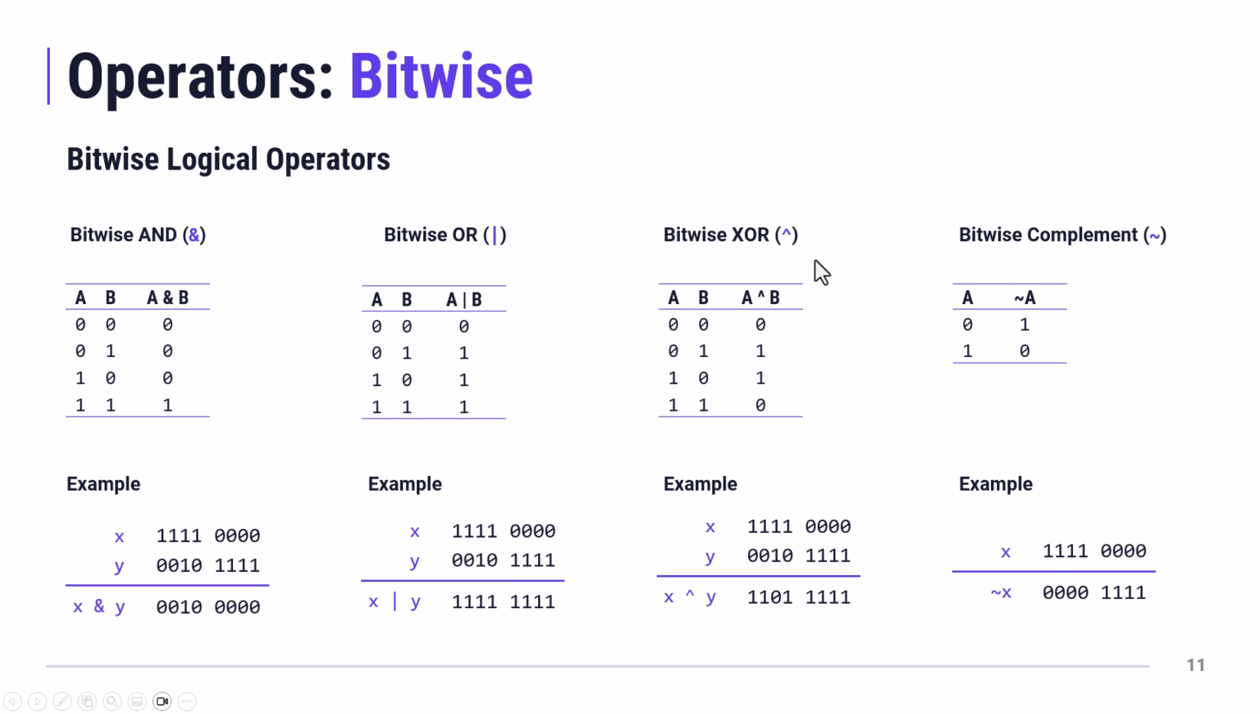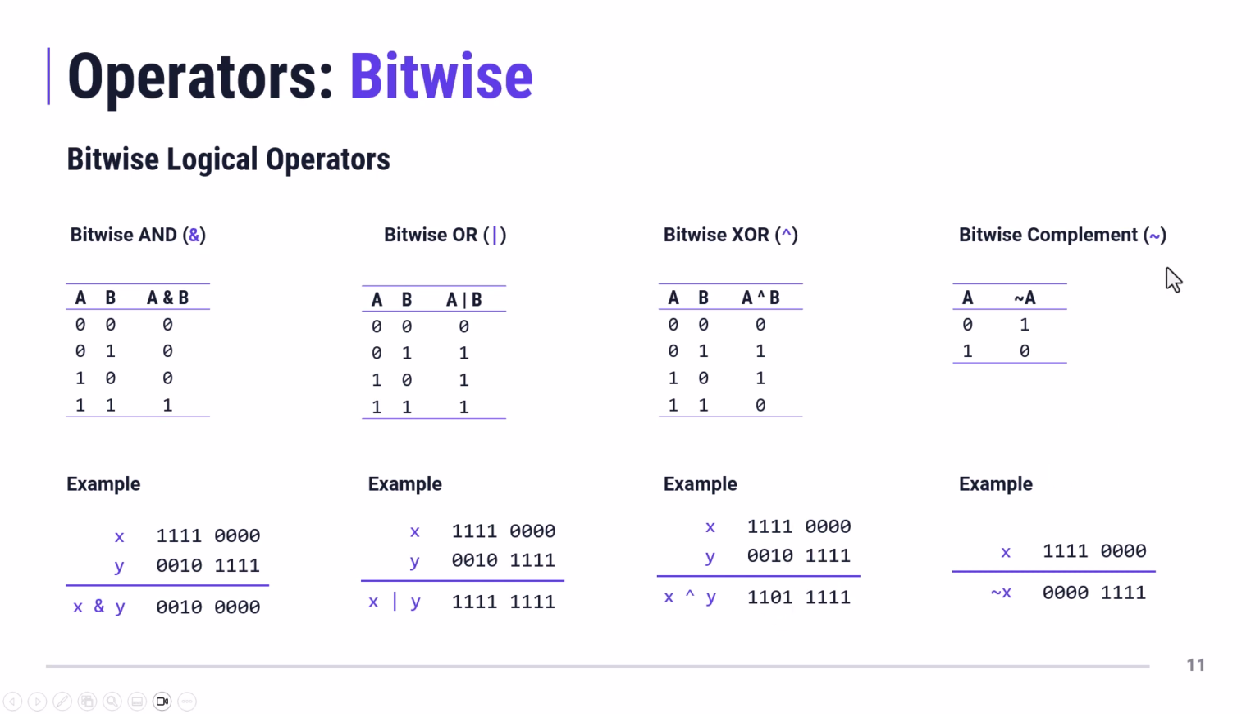XOR. XOR is exclusive OR. So it is true if one or the other operand is true, but not both. So 1 XOR 0 is 1, 0 XOR 1 is 1, 1 XOR 1 is 0, and so on.